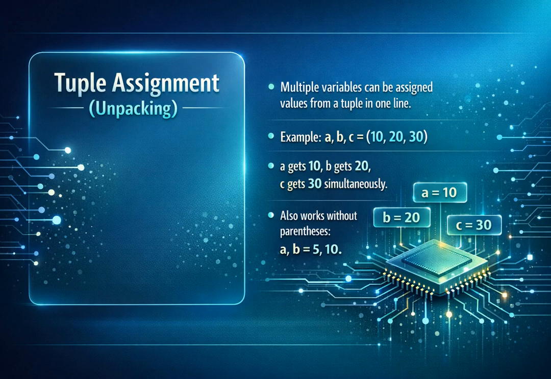Tuple unpacking, or assignment, lets you assign several variables at once from a single tuple. Writing a, b, c = (10, 20, 30) assigns each value to its respective variable in one line. This is a very convenient Python feature used frequently in practice.